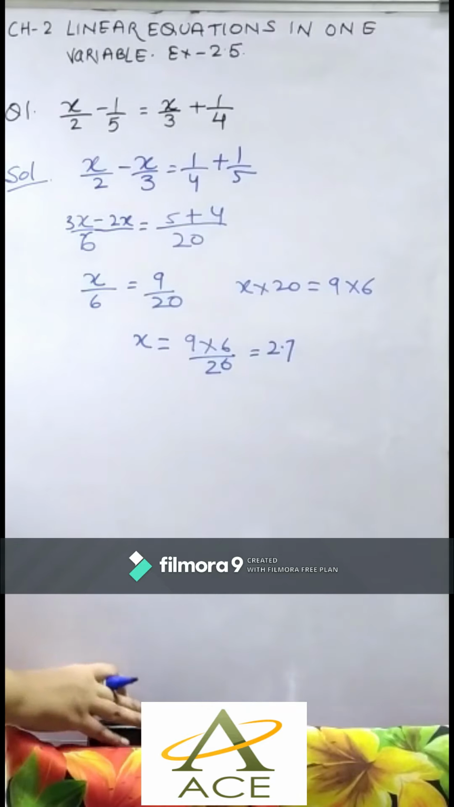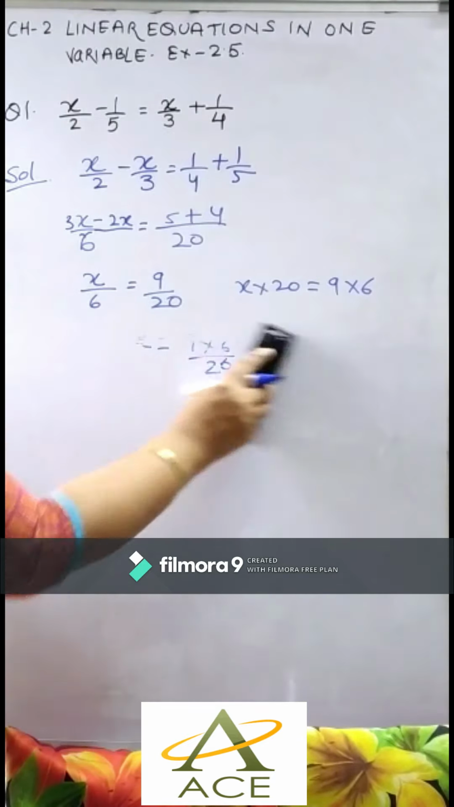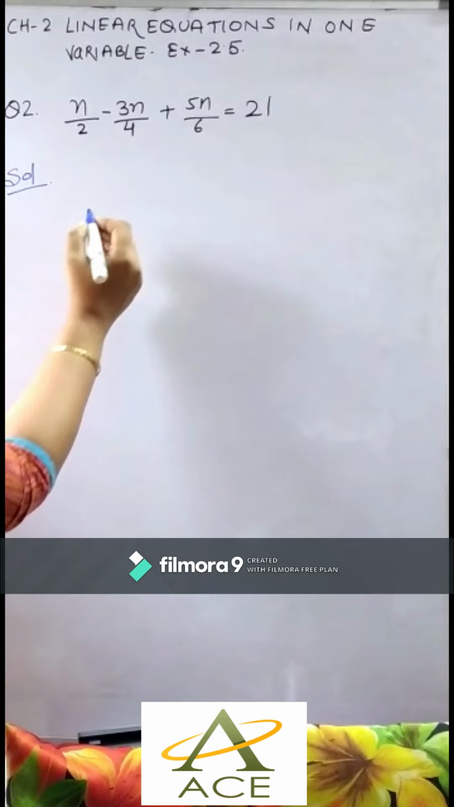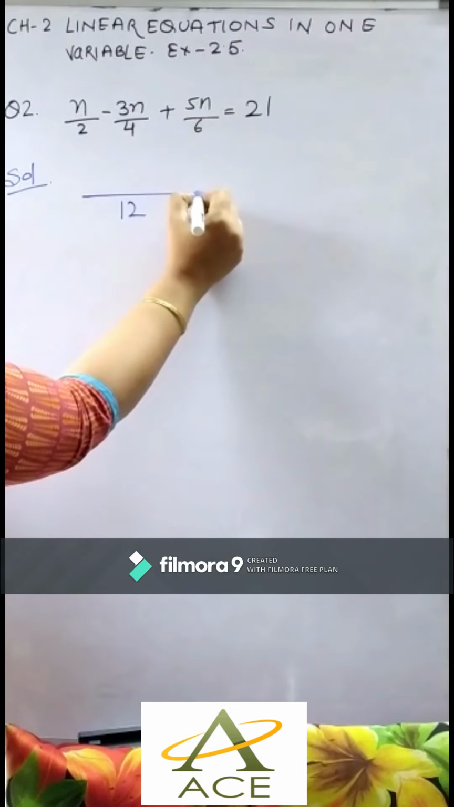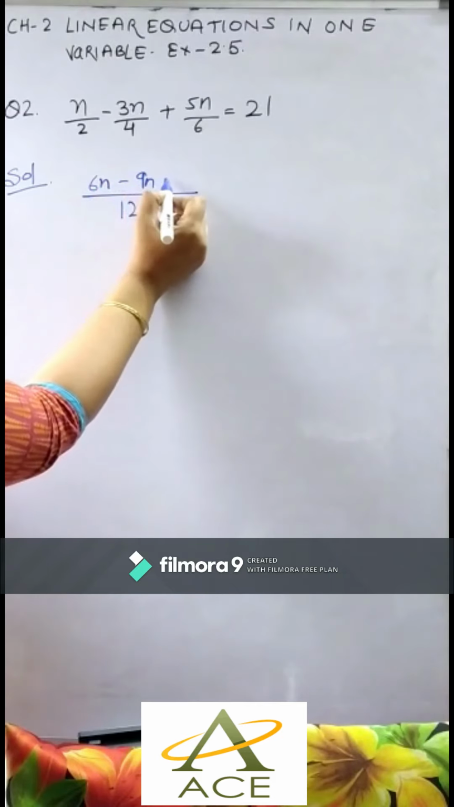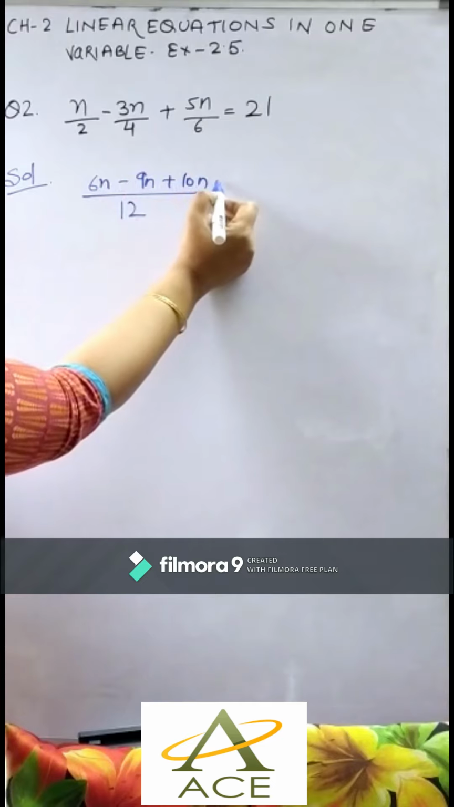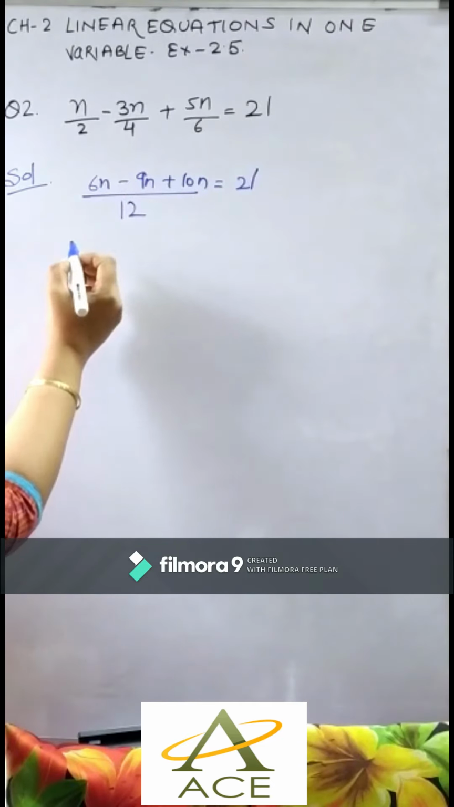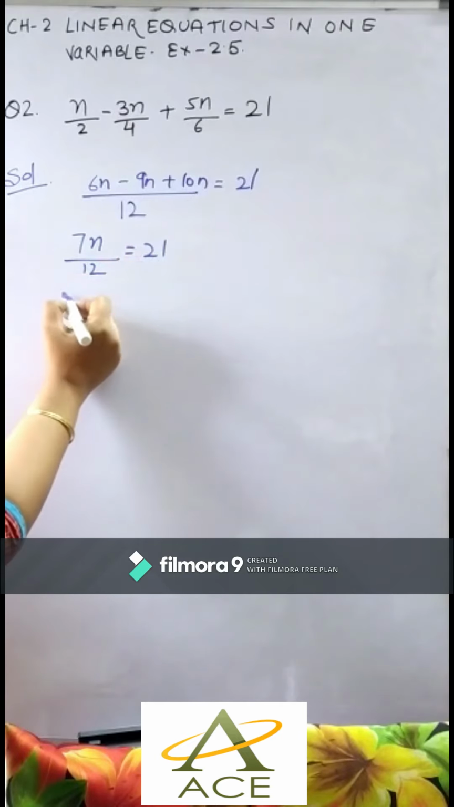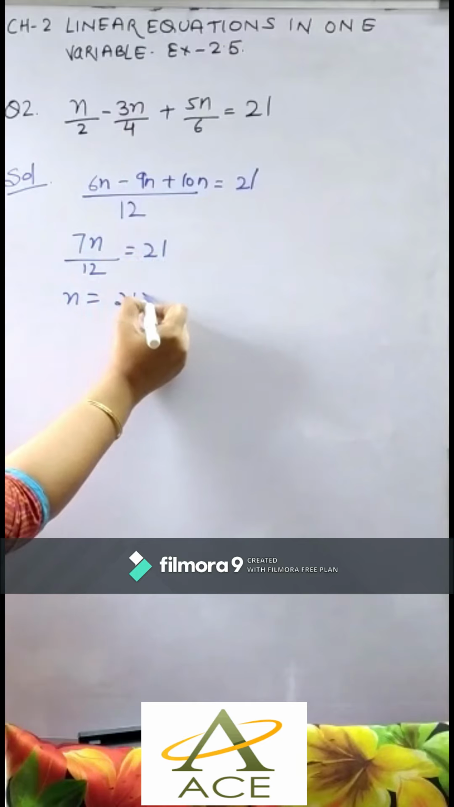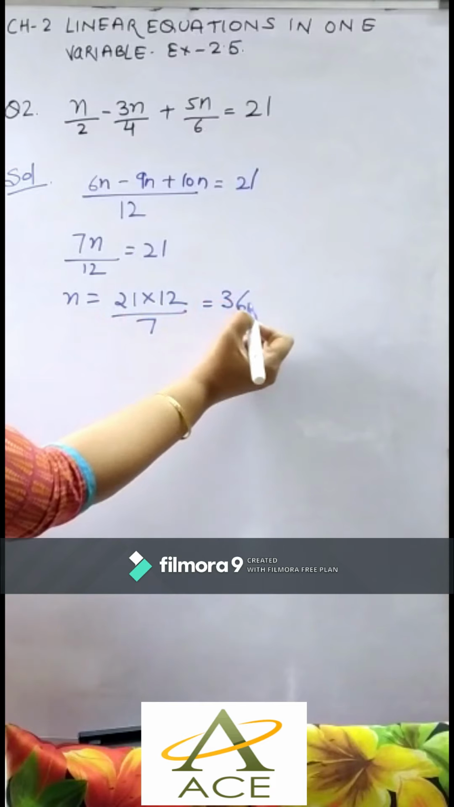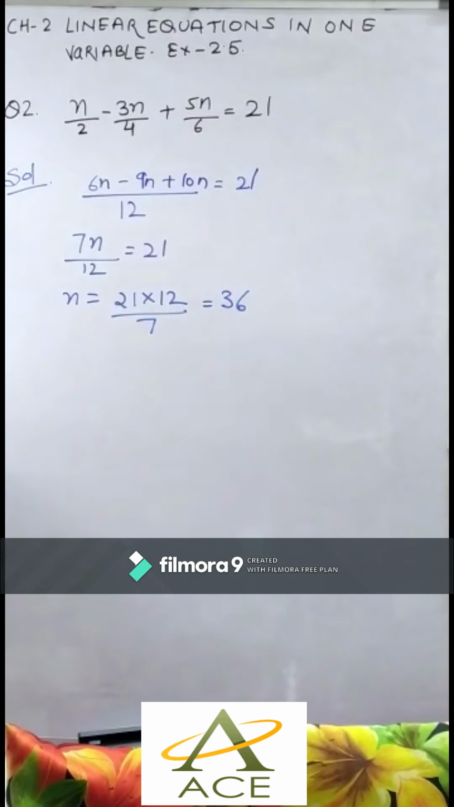Now question number 2. Now in this question, we will again take the LCM. It will come out as 12. 6n minus 9n plus 10n is equal to 21. 7n by 12 is equal to 21 and n is equal to 21 into 12 upon 7 equals 36. This is the value of n.